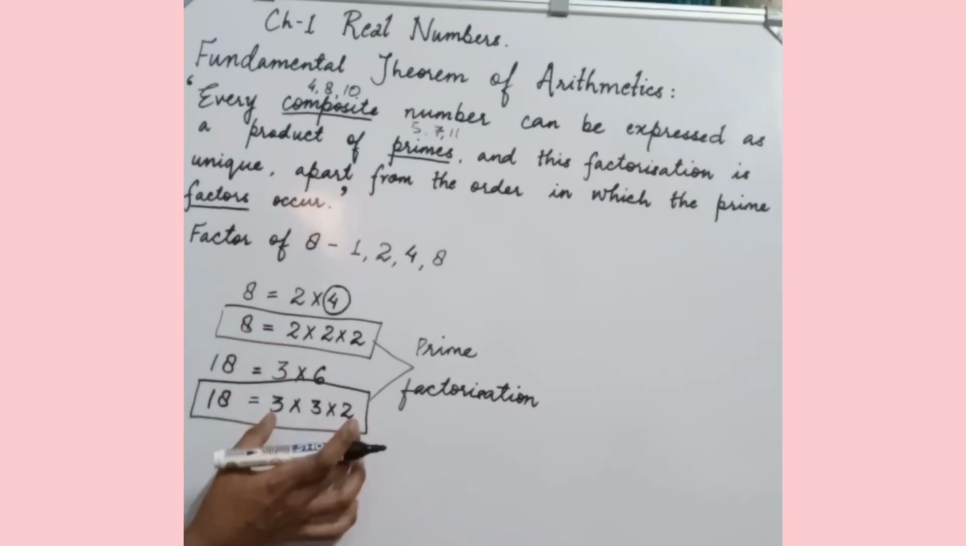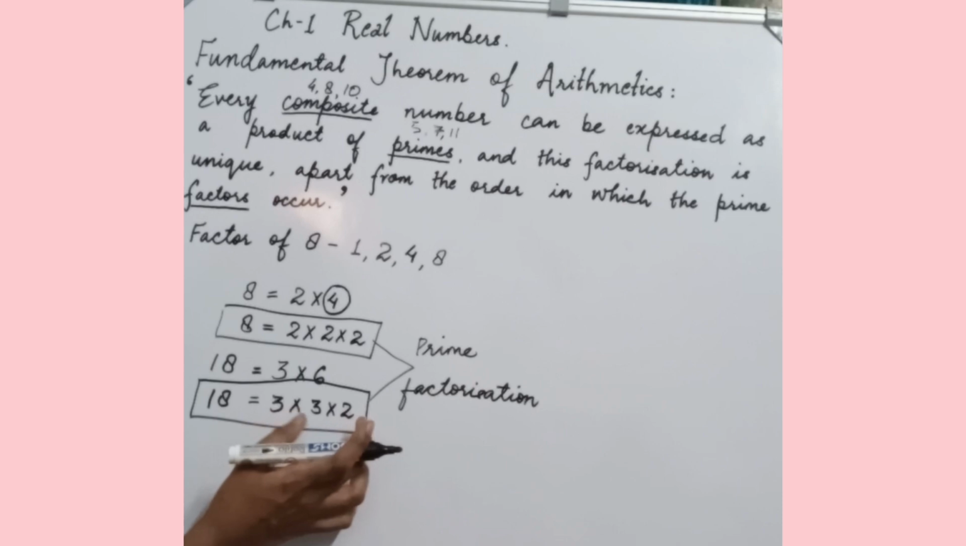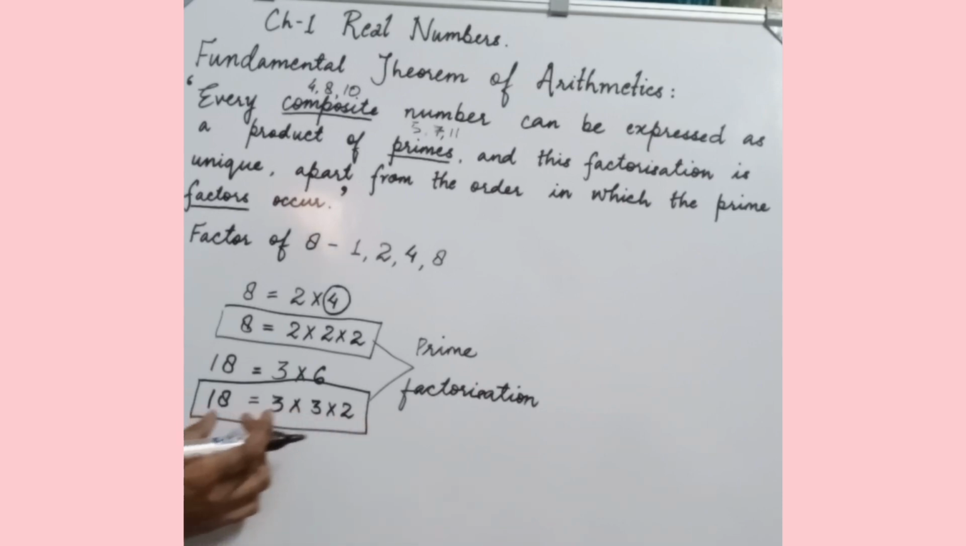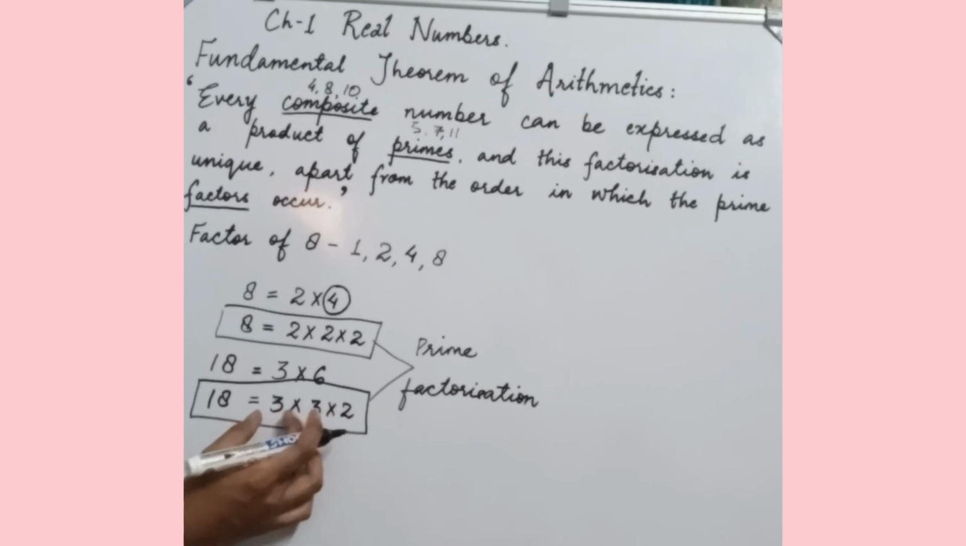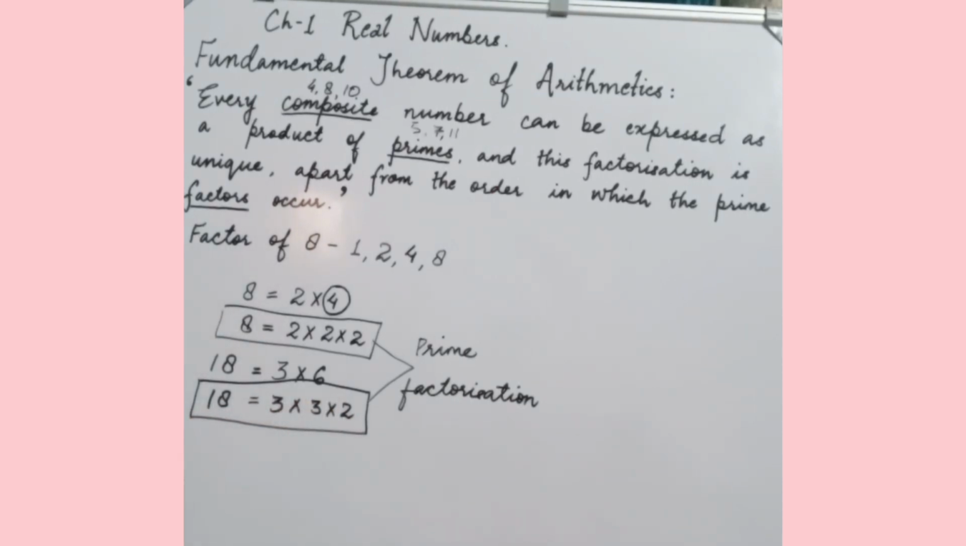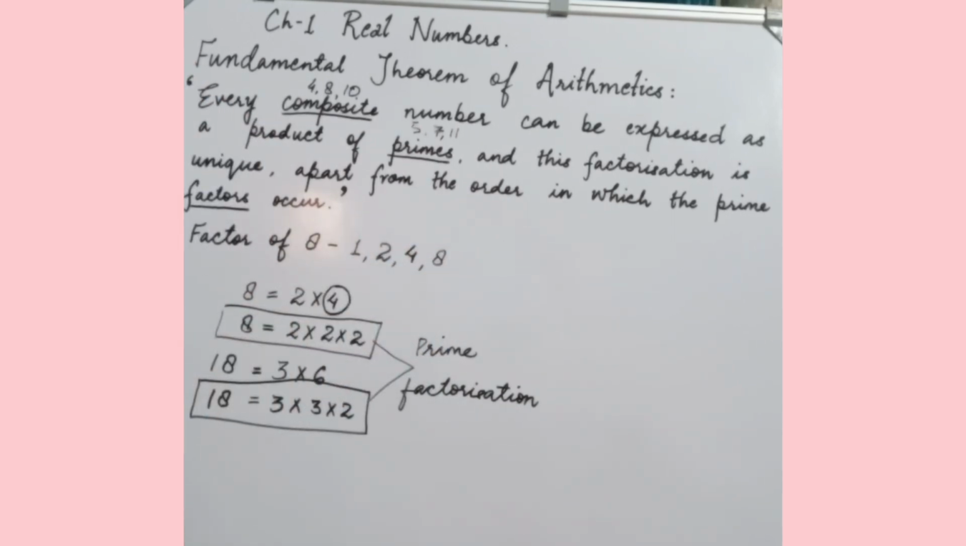Similarly here, this expression for 18 is called prime factorization of 18. Prime because these are prime numbers, and factorization because these are the factors of 18. Next, move on to the next part of this theorem. I hope you have understood the first part of this theorem.